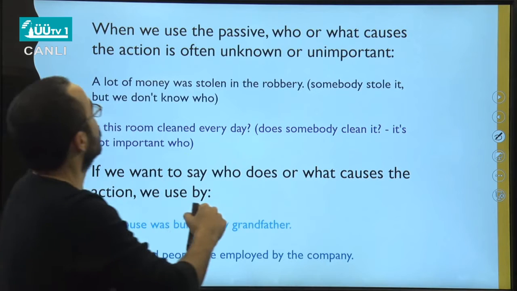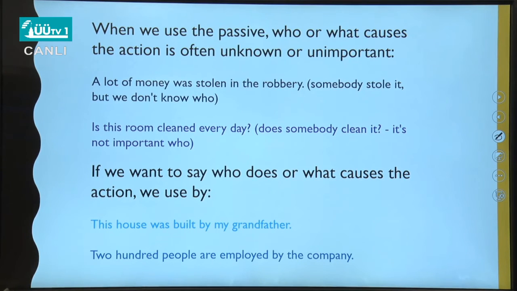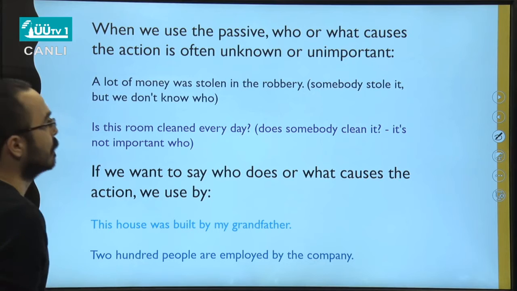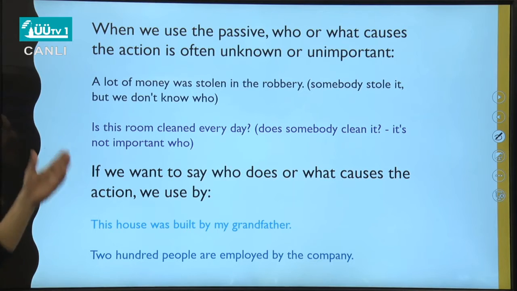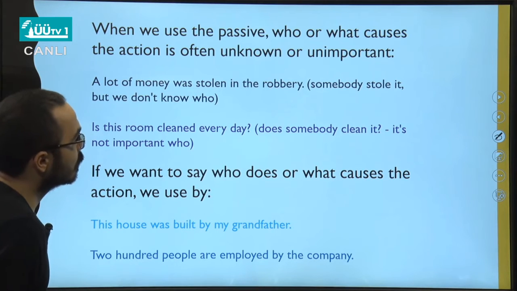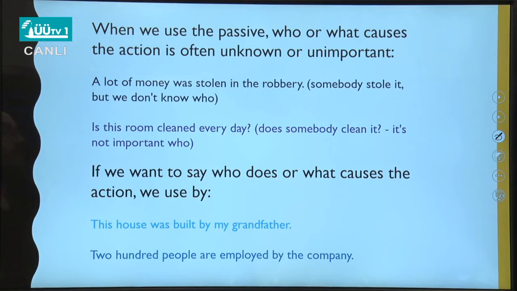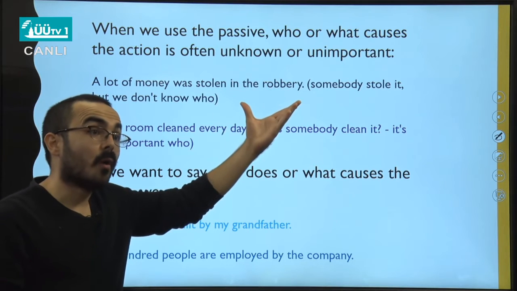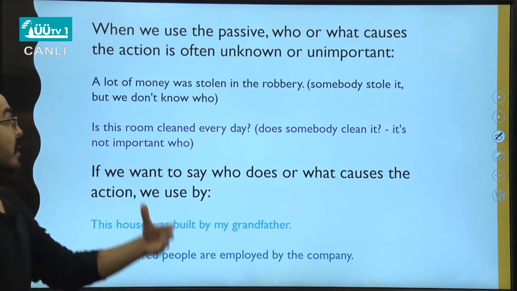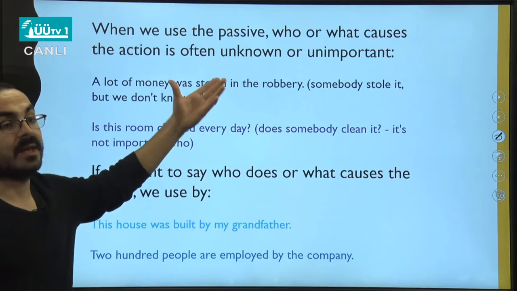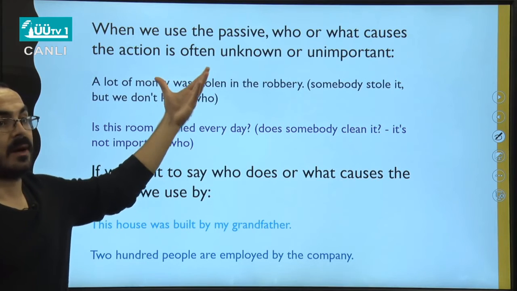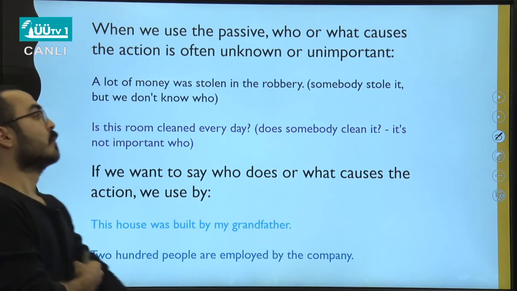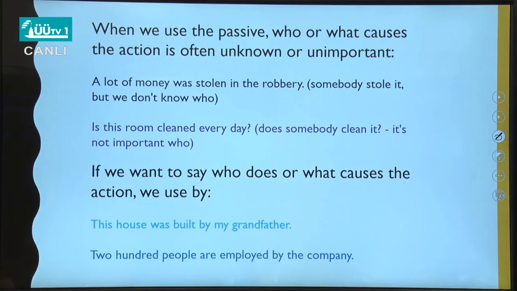Okay. When we use the passive, who or what caused the action is often unknown or unimportant. We talked about this, right? A lot of money was stolen in the robbery. Somebody stole it, but we don't know who, right? That's the thing here actually. The doer of this action is not known or not important. What is important? This money was stolen, right? It got stolen.